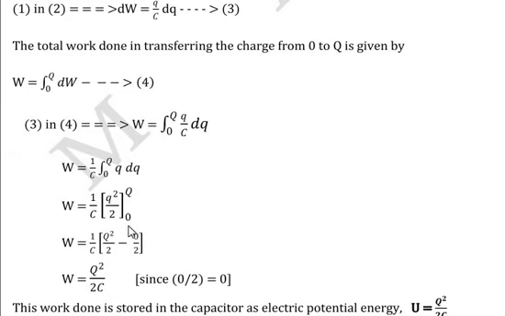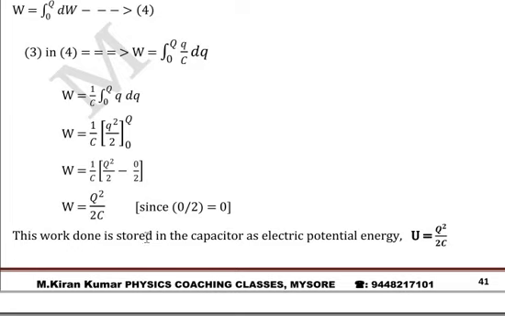Applying the limits, in place of small q we apply the upper limit Q square by 2 minus 0 by 2, where 0 is the lower limit. So W is Q square by 2 into C. So the work done in transferring a charge of capital Q onto the plates of the capacitor is given by Q square by 2C. This work done is stored as potential energy. So potential energy stored in a capacitor is given by U is Q square by 2C.